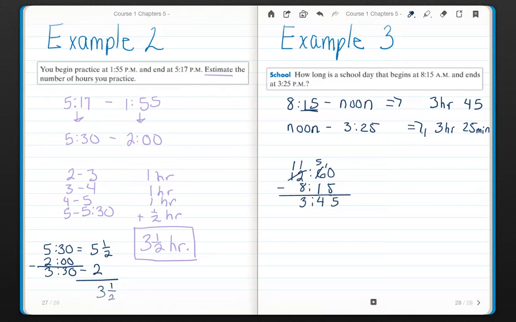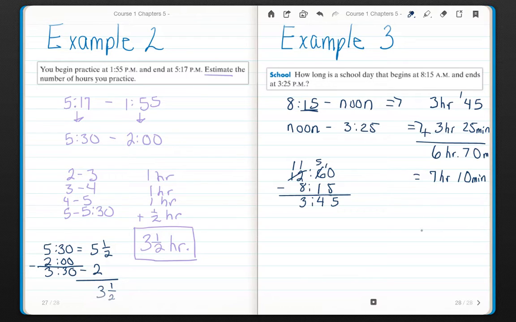I can add these together. 5 plus 5 is 10, 6, 7. So 6 hours and 70 minutes. I can't leave 70 minutes like that. We saw that in example 1. So it equals 7 hours and 10 minutes.